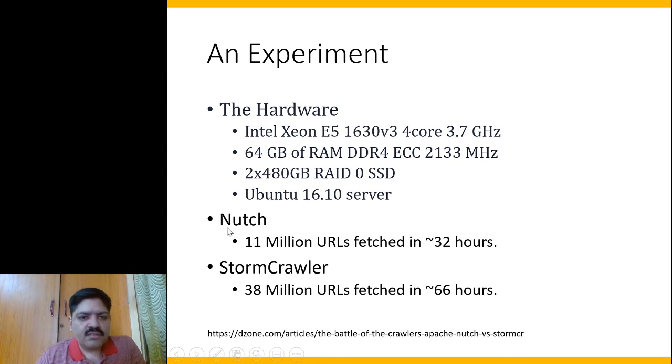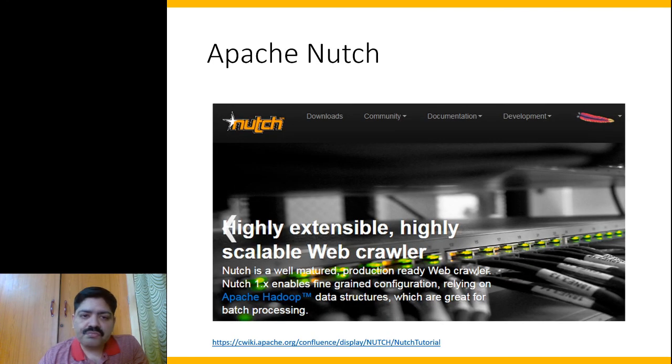They have run this on this hardware, and they could fetch about 11 million URLs in 32 hours. Similarly, Storm Crawler could do even better, with 38 million URLs in 66 hours. So this is what you could do with a single machine and a modern crawler today. And setting up these crawlers is just minutes of work, not even days. It's that easy. Most of the things that we have seen so far have been taken care of and implemented in Nutch. So let's take a quick look at Nutch.